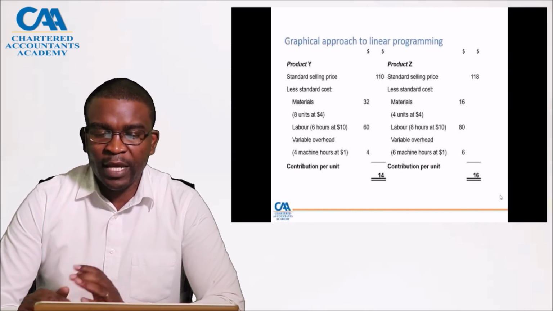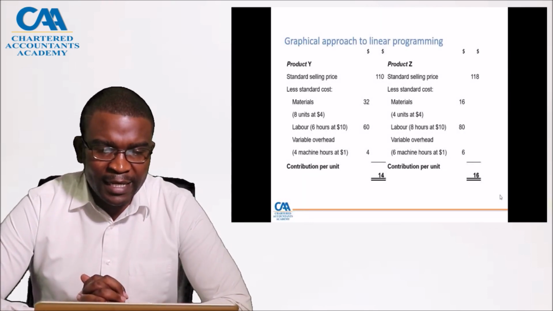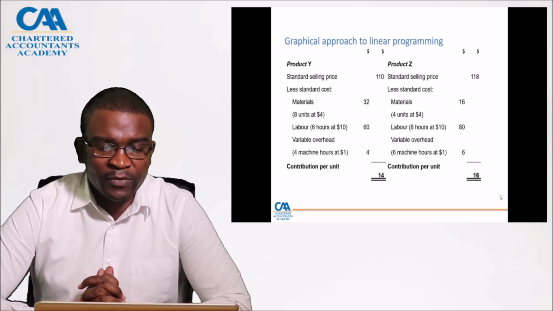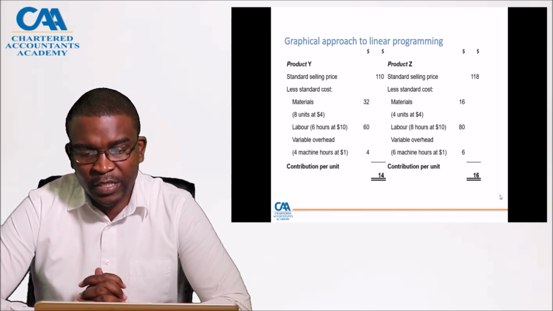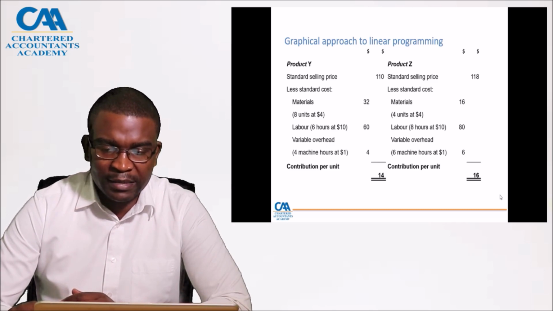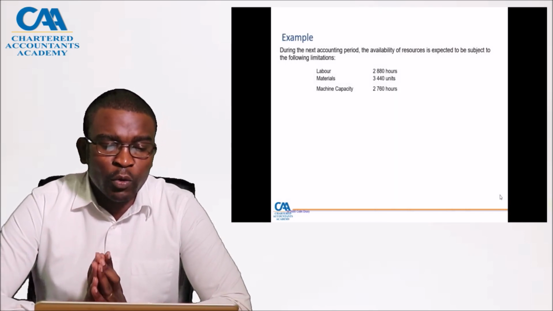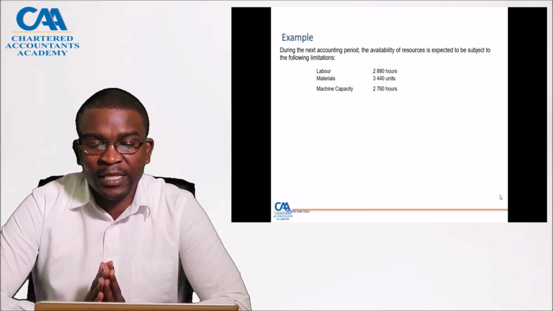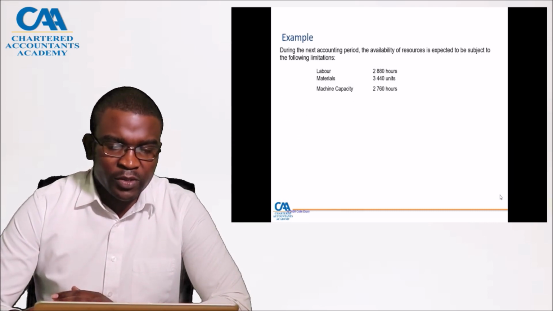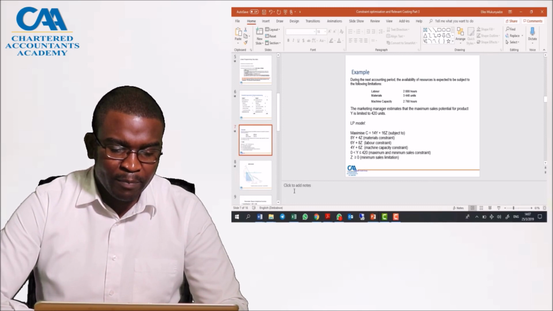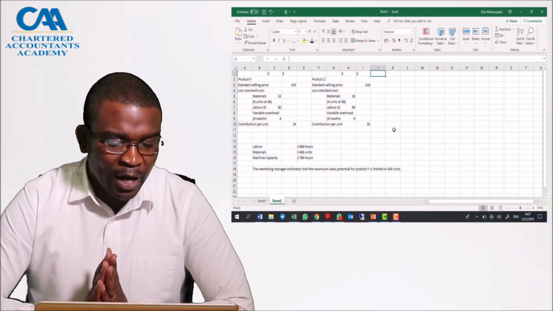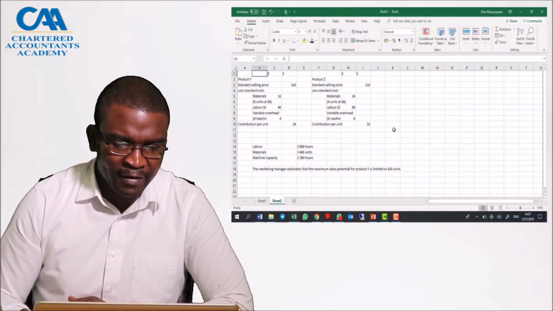Now, the best way to look at this is with an example. I've got this example that we want to go through. I've got product Y and product Z, and there's the standard selling price. We've got materials, which is 8 units at $4 for Y, and 4 units at $4 for Z. All that gives us a contribution of 14 and 16. Then we are told that labor is only available for 2,880 hours. We've got constraints in materials, and we've also got constraints in machine hours. I want to demonstrate how you'd approach this question.